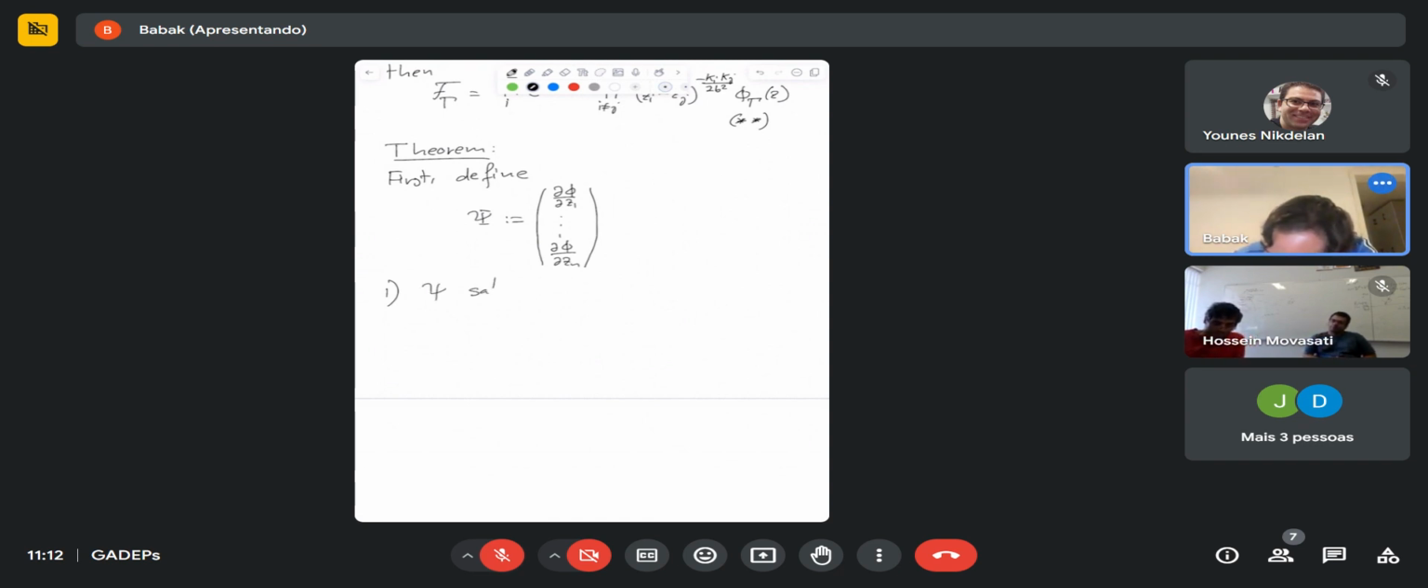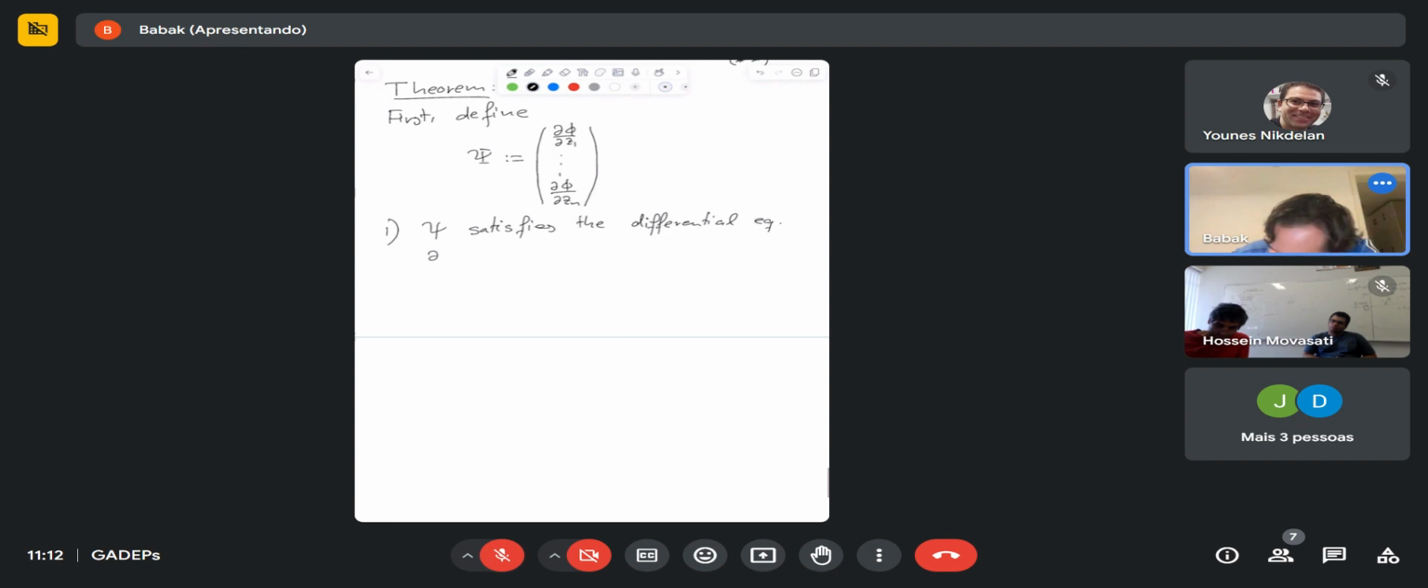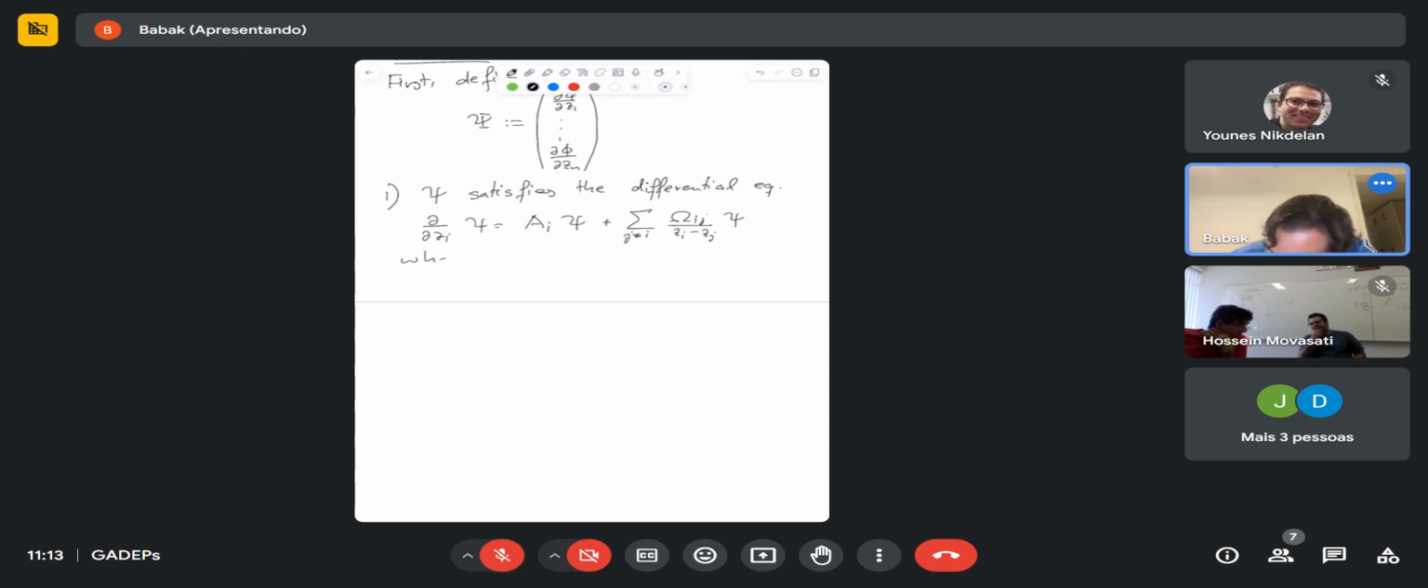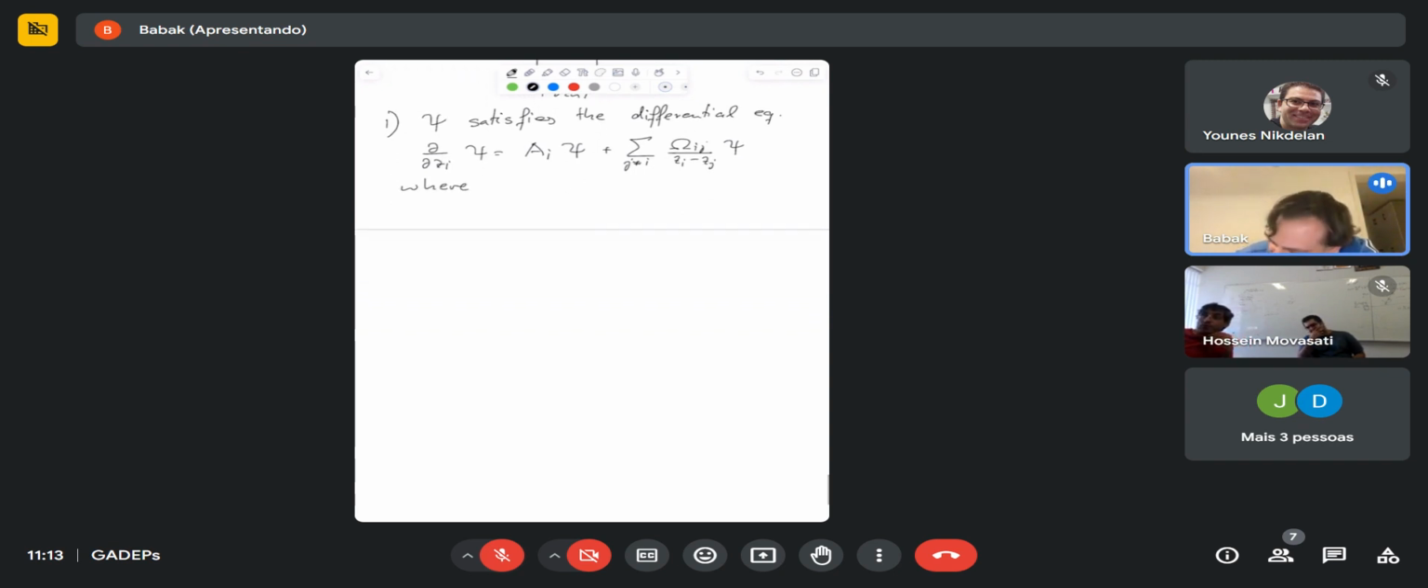Psi now satisfies the differential equation: del zi psi is ai psi plus sum over j not equal to i of omega ij over zi minus zj psi, where this A here and omega are matrices, and they have the following structure.